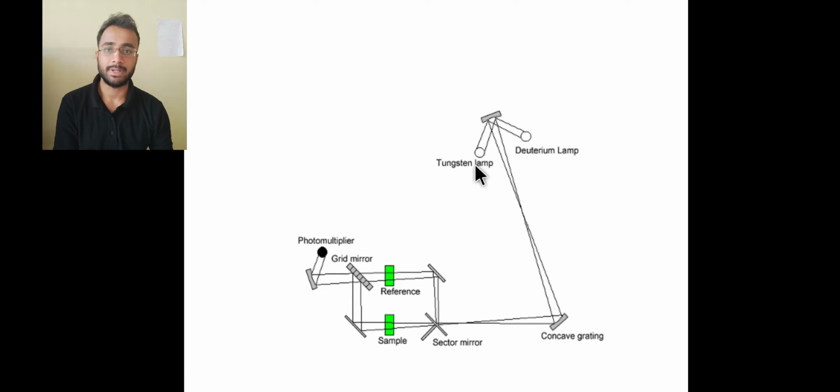So this is the instrumentation for our UV visible spectrometry. A tungsten lamp, that is our UV visible source. Then there is a concave grating. Then there is a sector mirror which will bisect our incident light into two. The first will go on the sample and the other will hit the reference tube, which will consist of only solvent. This is the sample which we need to examine. Then there is a grid mirror, and at last there is a photomultiplier, and this will go to the detector which will detect our result and give us an appropriate examination. So this is the instrumentation for UV visible spectrometry.